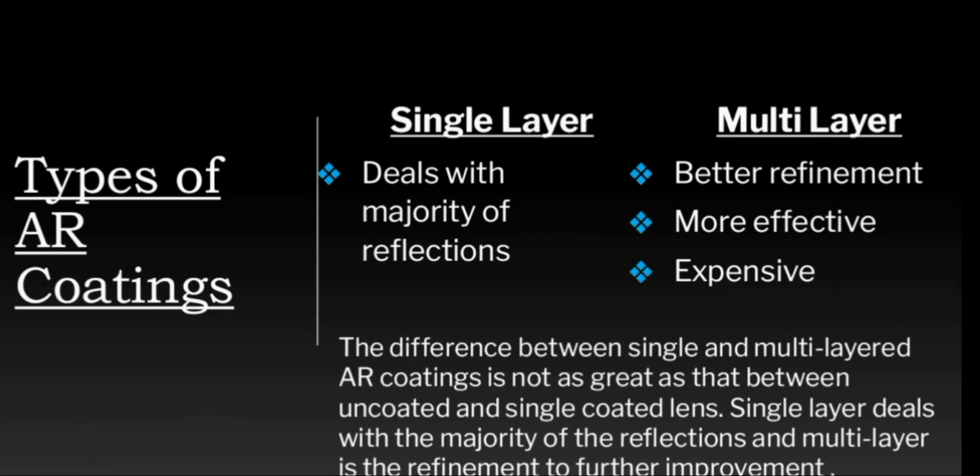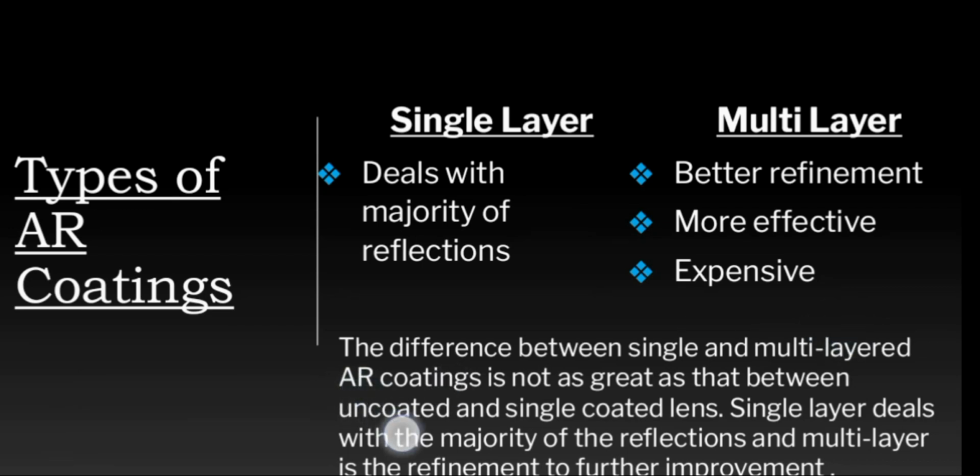Now what are the types of AR coatings? There are two types. They can be single layer or multi-layer. A single layer will deal with the majority of the reflection, but if you have applied more than one layer of anti-reflective coating, it becomes a multi-layer coating, and they are good for refinement. They give you better refinement, right? If you want a much clearer image, these are useful, but they are more expensive and more effective, because there will be more coatings. More coatings will lead to more minimization of the reflection, and it will give you better vision.